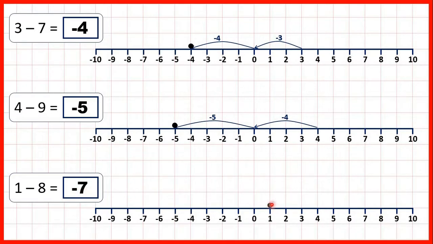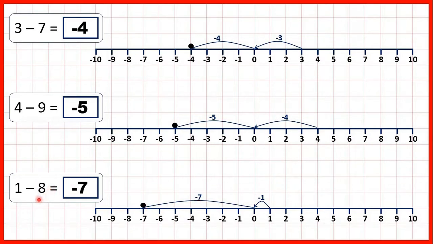Or we could have just counted back 1 to get to 0, but then, so that we've counted back 8 altogether, we could have made another jump of 7, because if we subtract 1 and then subtract 7, we've subtracted 8 altogether, and 0 minus 7 is minus 7.